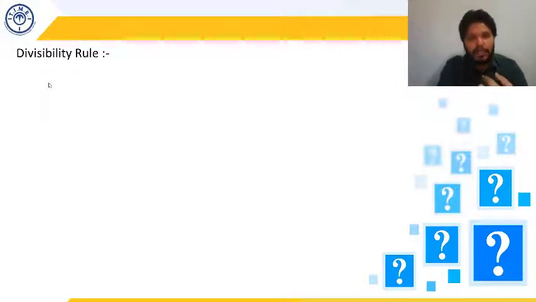Your real numbers and imaginary numbers. Imaginary numbers are not part of our syllabus, so we are not going to discuss them in our discussion. We are restricted only to real numbers. Again, real numbers can be further classified into two categories. What are they? Rational numbers and irrational numbers.